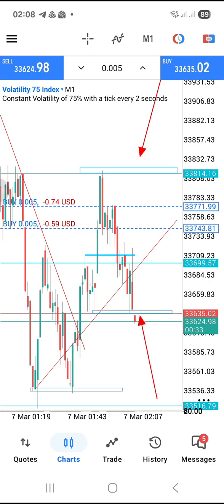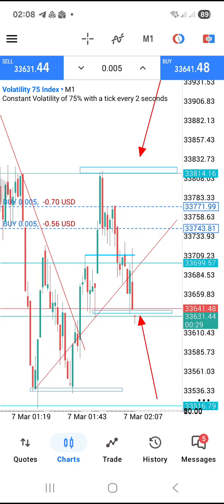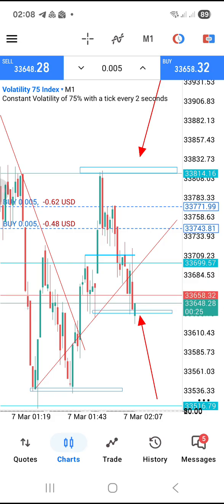You need to escape and take a sell. So let's wait for our pull up. The pull up will be our salvation. Get out of the trade.